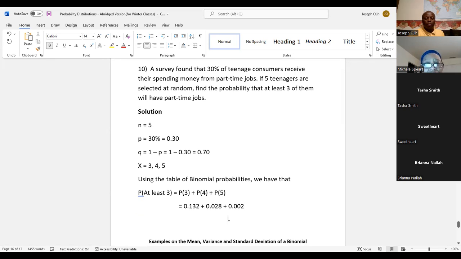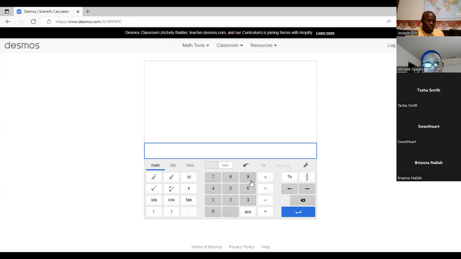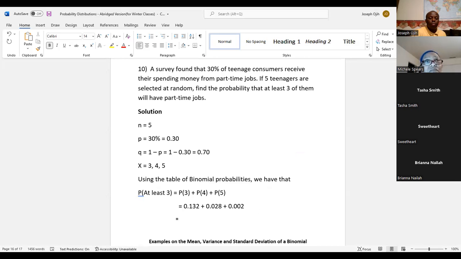And then equals adding this. I'm gonna take you to the calculator. We have the answer from there. We got 0.132 plus 0.028 plus 0.002. We get 0.162. Equals 0.162.